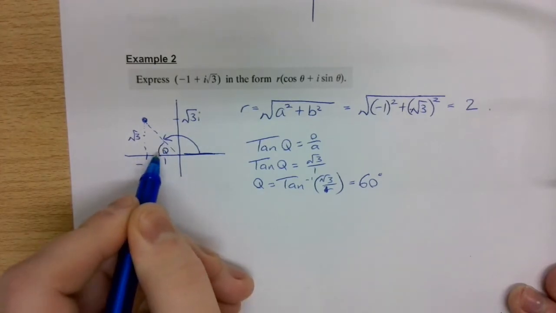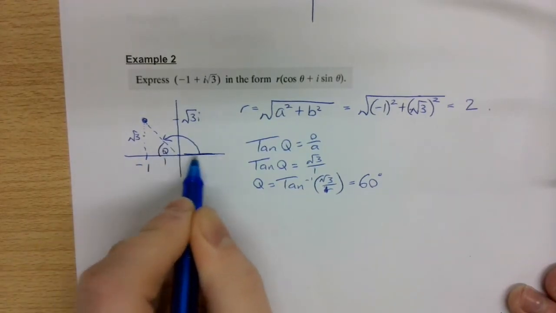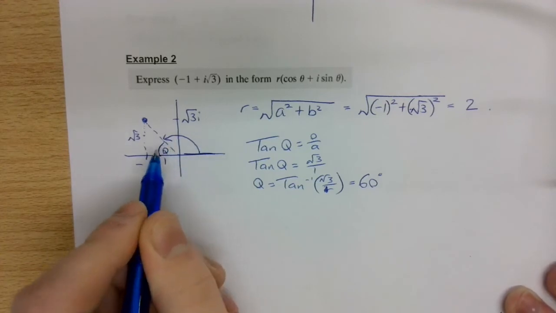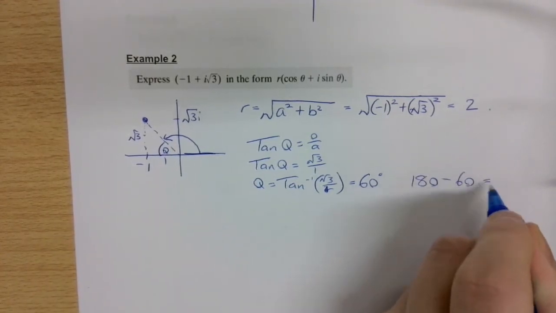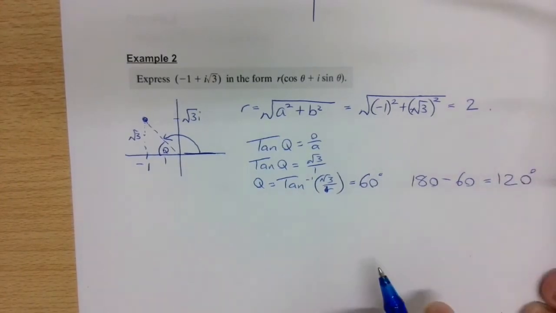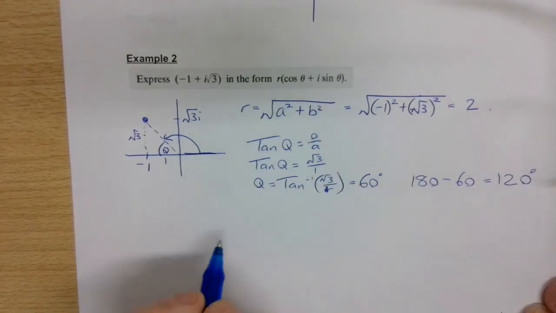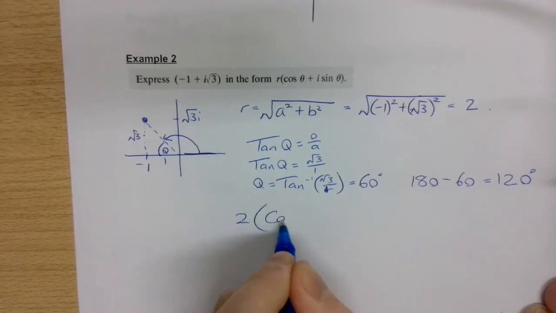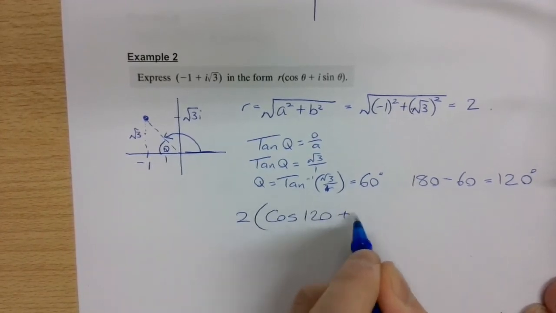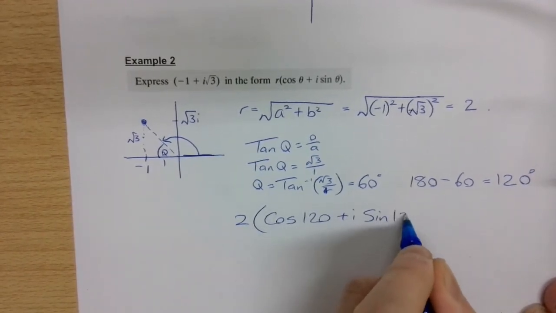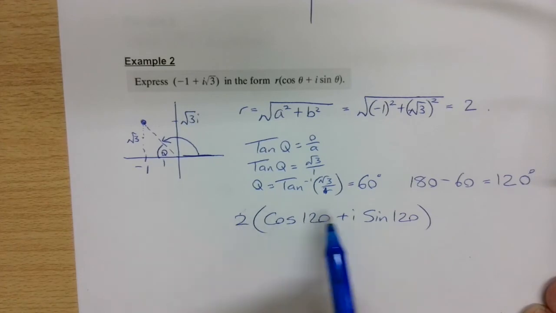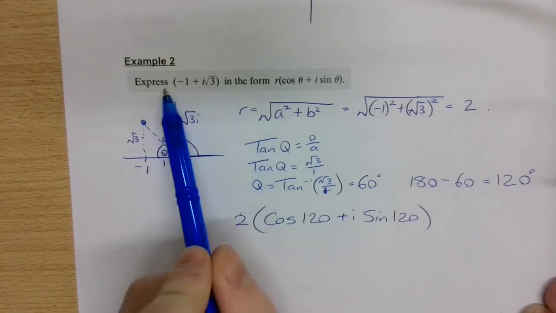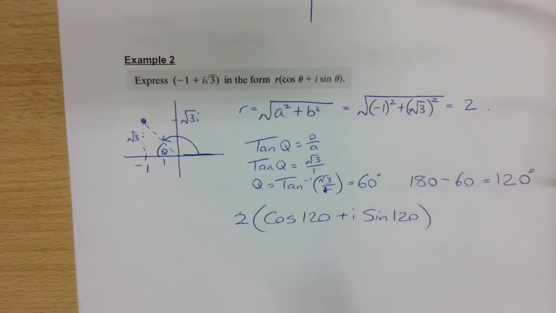Now that isn't my final answer, this is just a small angle here. Remember we have to find the angle from the positive real axis right around, so it's going to be 180 take away 60, which is equal to 120 degrees. Now to write that in polar form, it's going to be r cos 120 plus i sine 120. If I wanted to get it back to rectangular form again, you would multiply 2 by cos of 120 and then 2 by sine of 120, and you would get it back into rectangular form again.